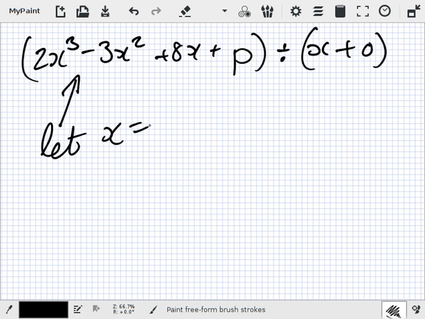Minus 1. Yeah, okay. So if I said divide by x plus 0, what do you use for x? 0. Okay. So if I put 0 in here, what do I get? P. And what should that equal? It should equal the remainder. And what's the remainder? 2. Okay. So that's the answer. It's a little bit shorter than the last question.